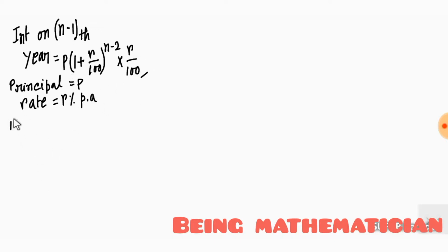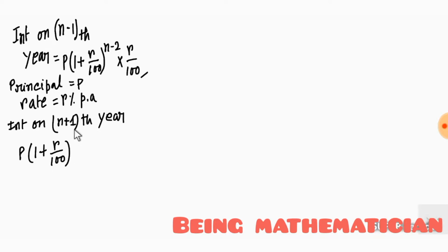Now interest on n plus 1th year is that P into 1 plus R by 100 whole to the power n, that is the amount in n years into the R by 100, that is the interest of n plus 1th year is P into 1 plus R by 100 whole to the power n into R by 100.